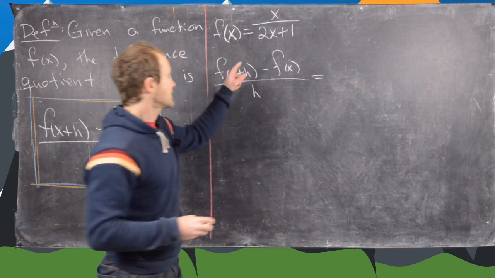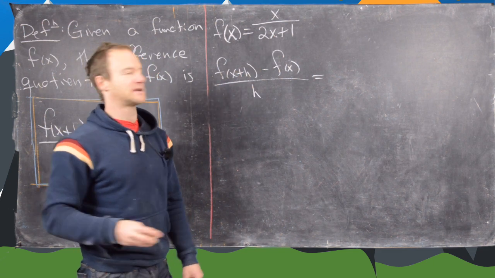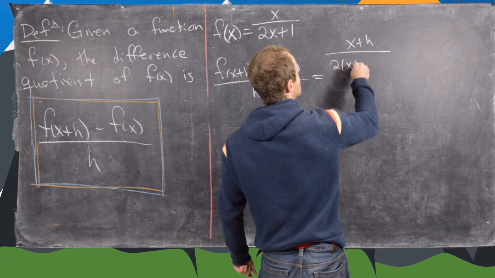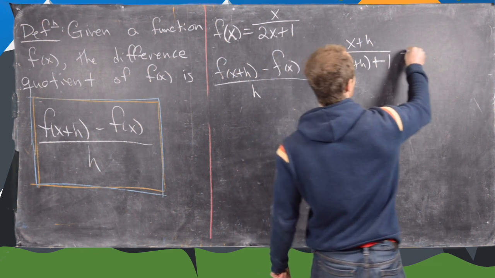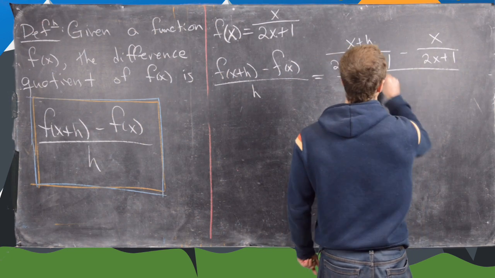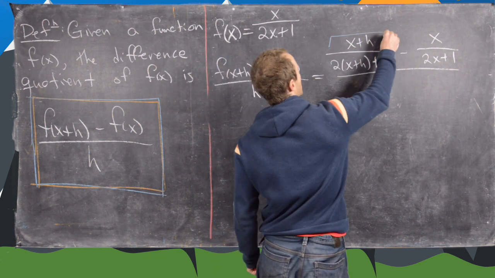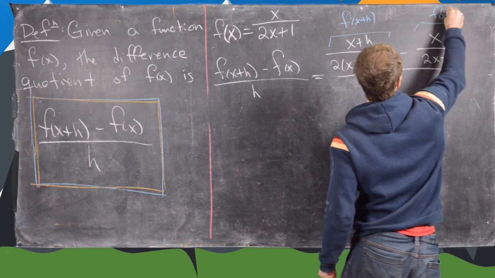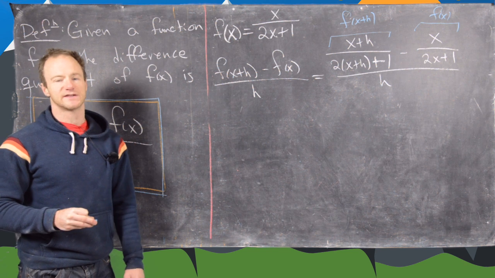So for this first term we're going to take our function, everywhere we see x we're going to plug in x plus h. So that's going to give us x plus h over 2 times x plus h plus 1. Good. And then minus x over 2x plus 1. And that's all over h. So just as a reminder, this part is f of x plus h, and this part is f of x. So see, they're very similar, but in the left one, I've plugged in x plus h everywhere I saw x.